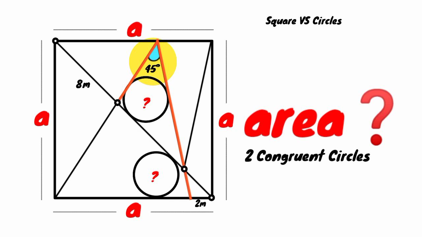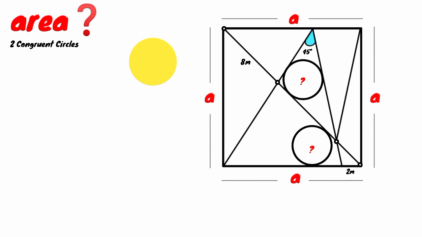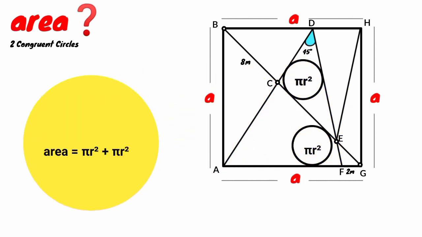So how can we solve this? How can we calculate the area of these circles? The two circles in question, we are told they are congruent, so they have equal radii r. The formula for calculating the area of a circle is pi r squared. So their areas are pi r squared each. Therefore, total area is pi r squared plus pi r squared, which is 2 pi r squared. We need the value of r.